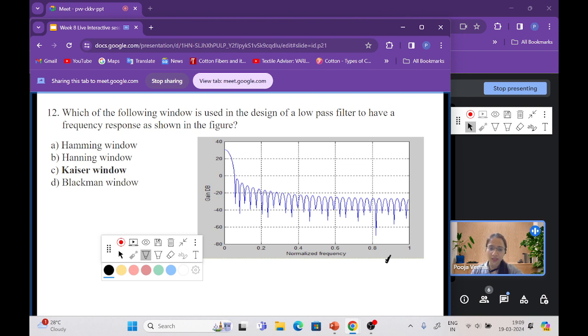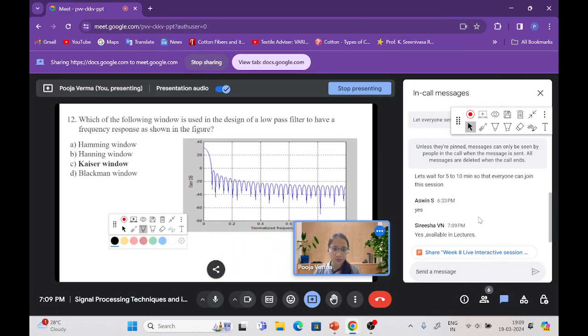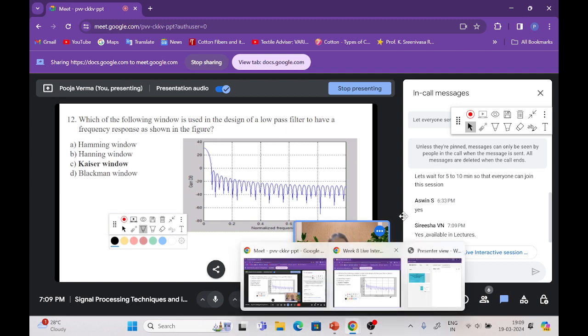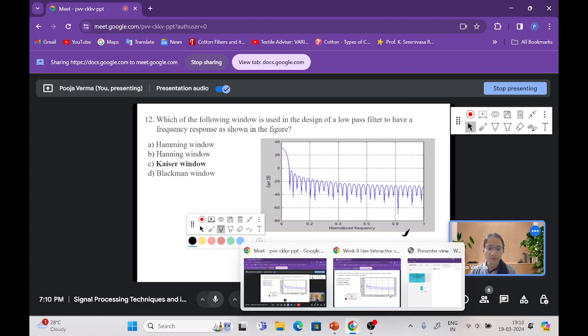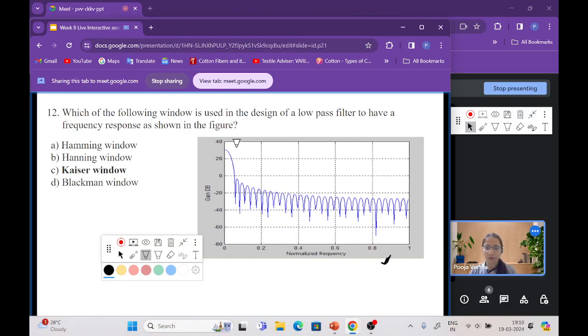So this is the frequency response of a Kaiser window. You can see it in the slide, or you may already have gone through the NPTEL video lecture. There are some window functions which I have discussed in the class, with their transition bandwidth and their frequency response. I think this is the frequency response of a Kaiser window. So option C is the correct answer.